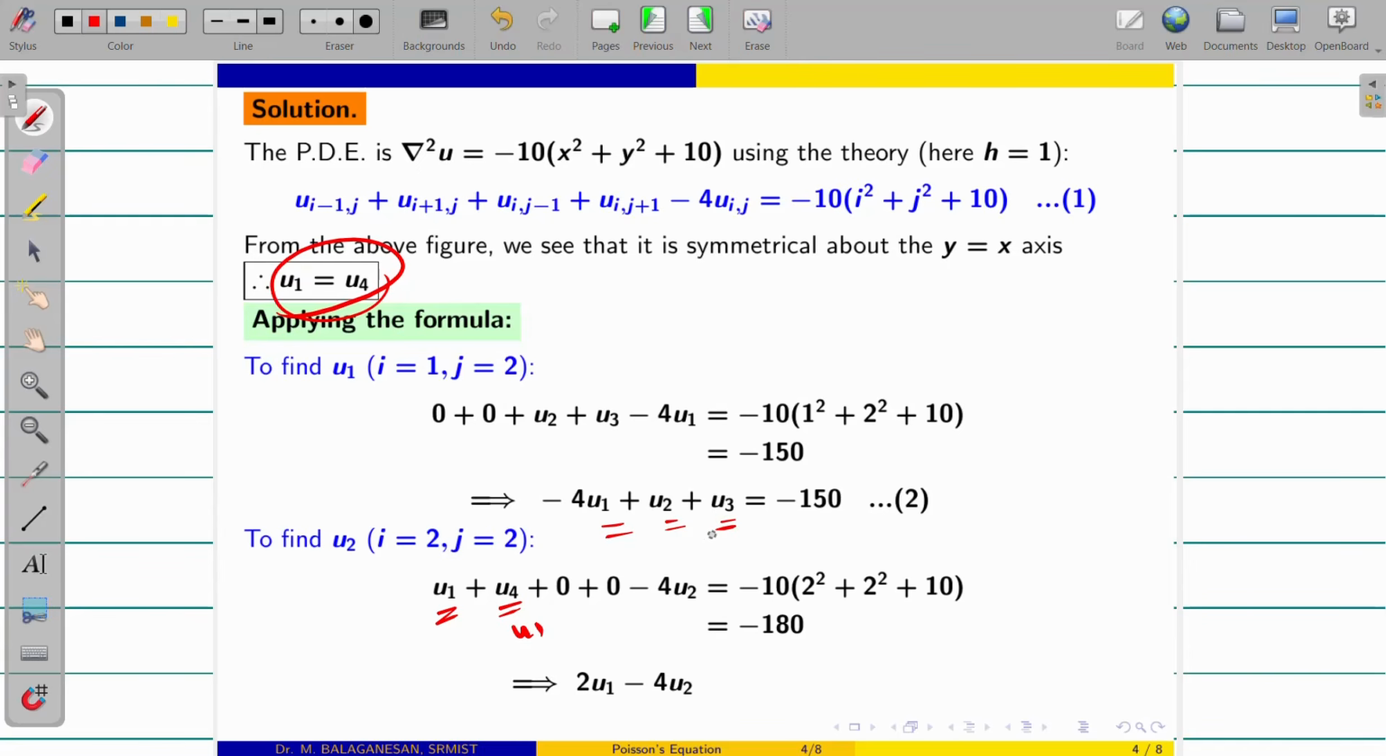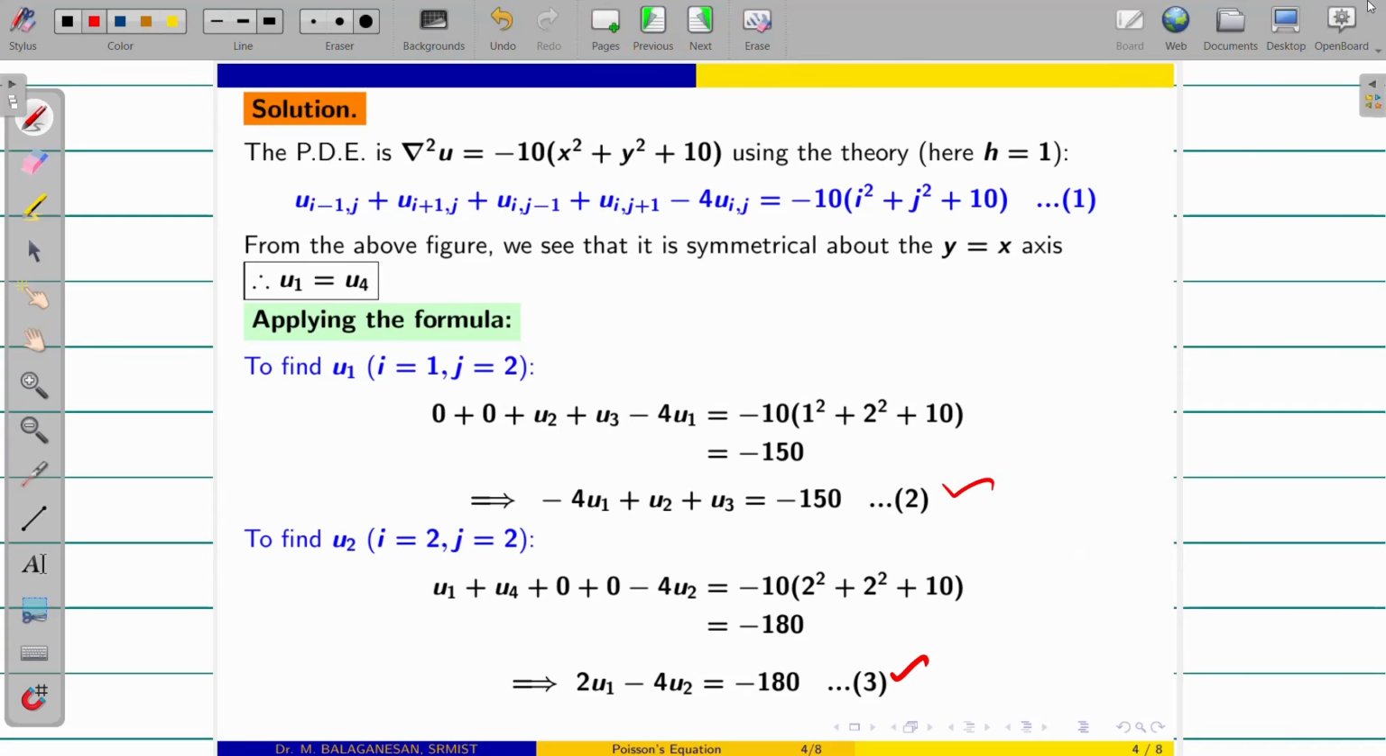We cannot solve the three equations if the unknowns increase in the system of equations. That's why all three equations, in which we find three values, should be in U1, U2, U3. If any value is missing, its coefficient will be 0 there. So change U4 to U1, because of symmetry it will be equal. So 2U1 minus 4U2 is equivalent to 180. Equation number 3. Equation 2, equation 3.